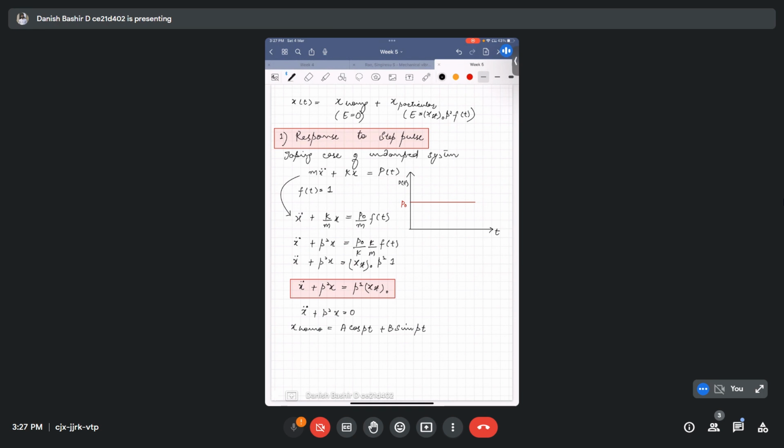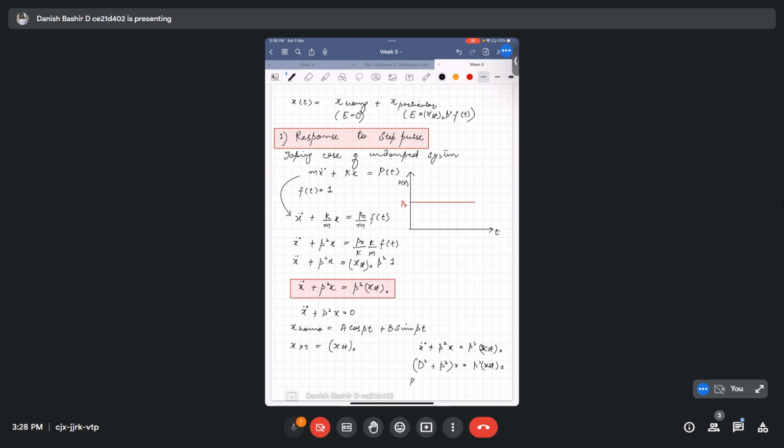It will be the homogeneous solution, and its particular integral, x particular integral solution, will be equal to x static naught. This is just basic mathematics. We know that x double dot plus p square x is equal to p square x static naught. So it is d square plus p square times x is equal to p square x static naught. I hope everyone is familiar with this type of concepts. Just solving the differential equation.